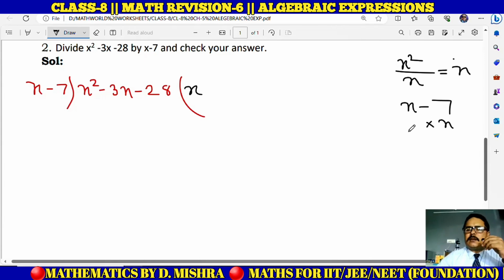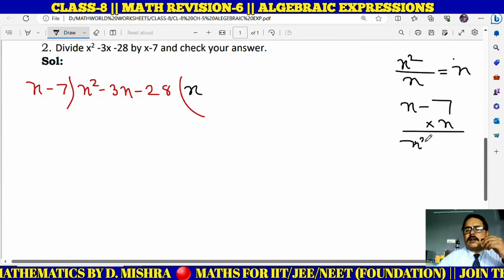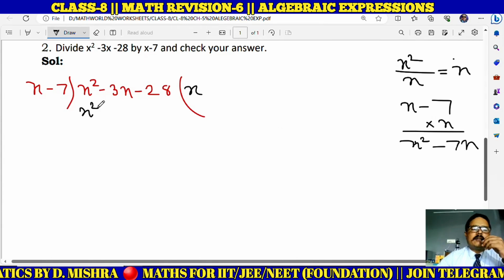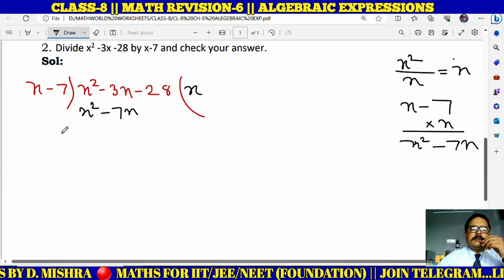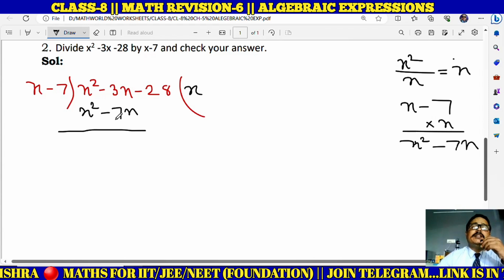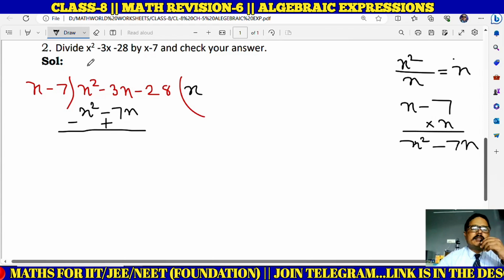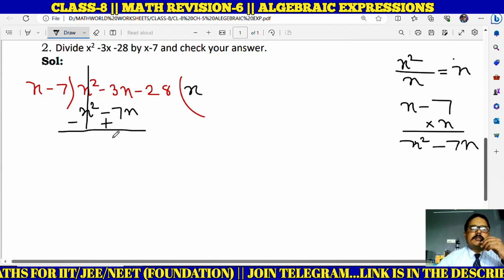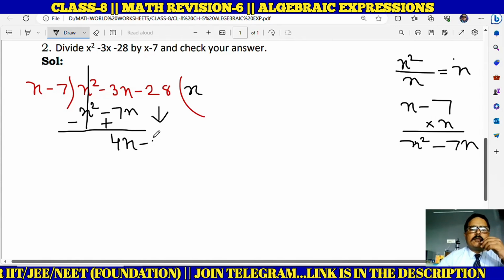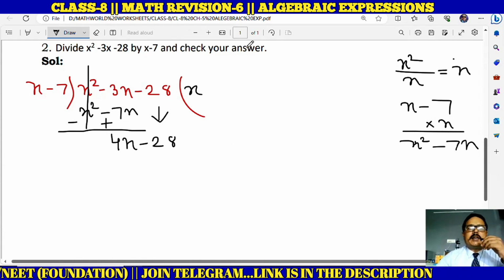Once we find the first term of the quotient, then we have to multiply the divisor with the first term, that is x here in this case. So x square minus 7x has come. So now we will write this x square minus 7x in the arranged form, like x square below x square and x below x. Now we will subtract, and we know that in algebraic subtraction we need to change the sign also. Now here x square minus x square will cancel, and minus 3x plus 7x is 4x. Now minus 28 will come down, and here the first term, now in the remainder you can say, which has become the dividend, is 4x.